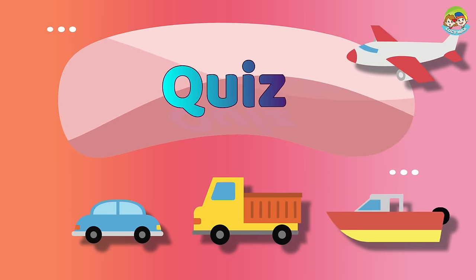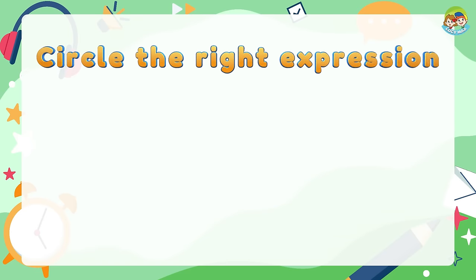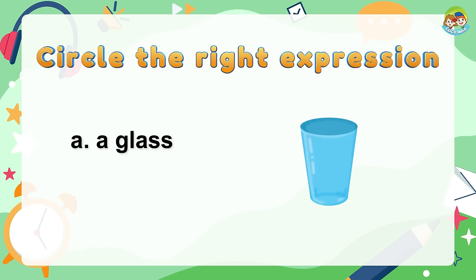Quiz. We will circle the correct expression. A glass. B glasses. A means it is one. A glass. You circle A. Glass is one.